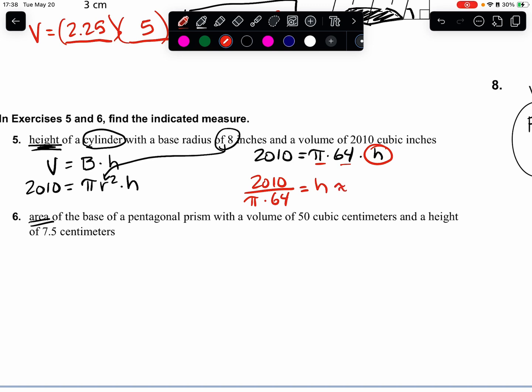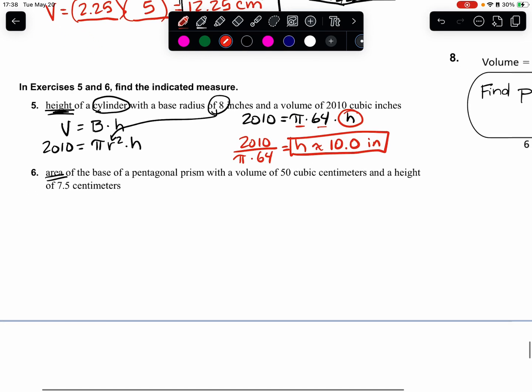So the height is 9.9969. So rounded to the nearest tenth, I get 10 inches tall is my height.